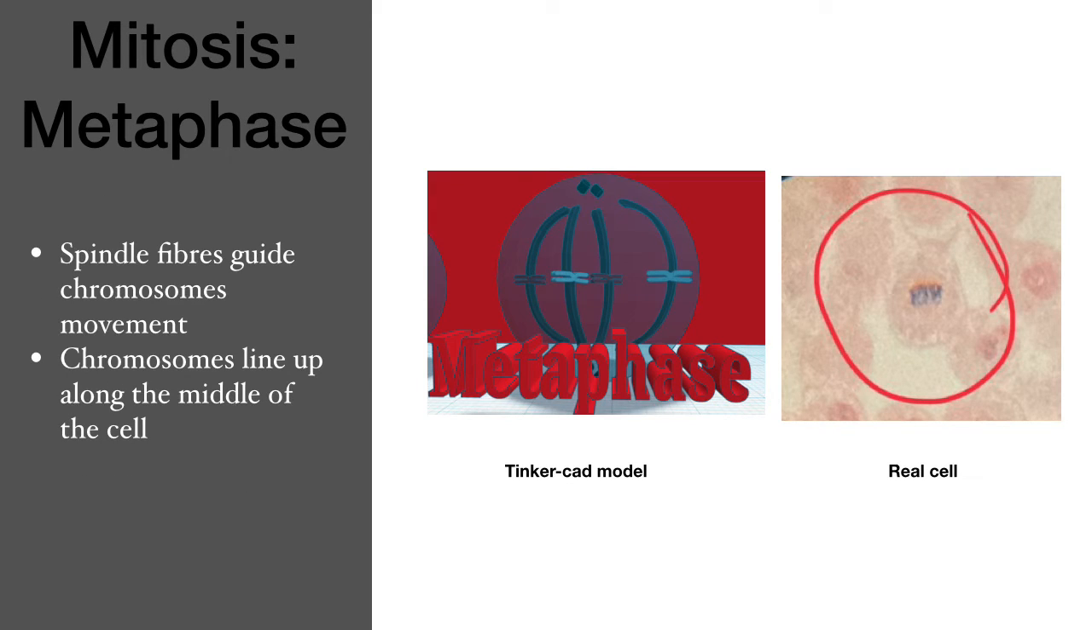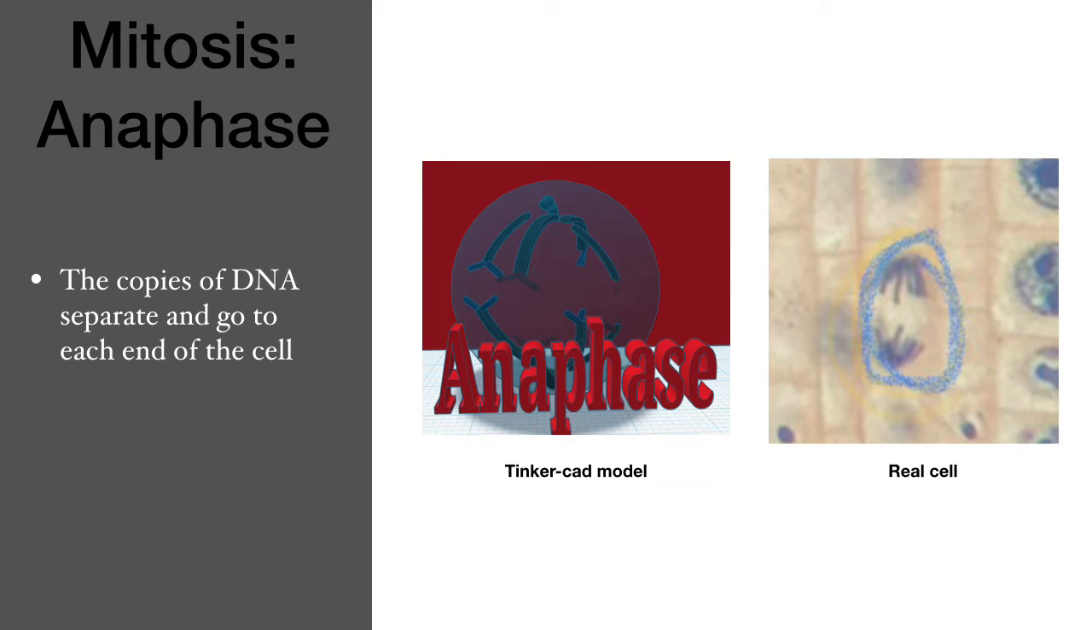Metaphase. This is the phase where the spindle fibers guide the chromosomes' movement. The chromosomes also line up along the middle of the cell during this phase. Anaphase. This is the phase where the copies of DNA separate and go to each end of the cell.